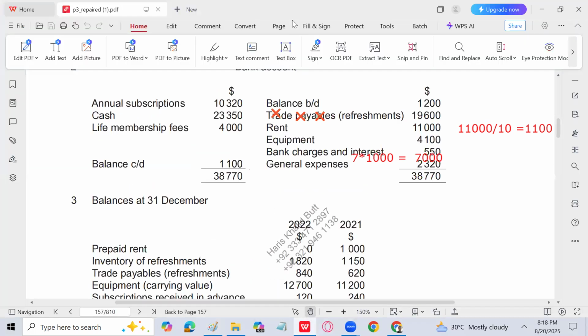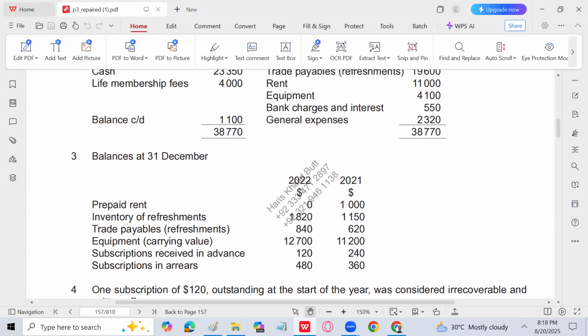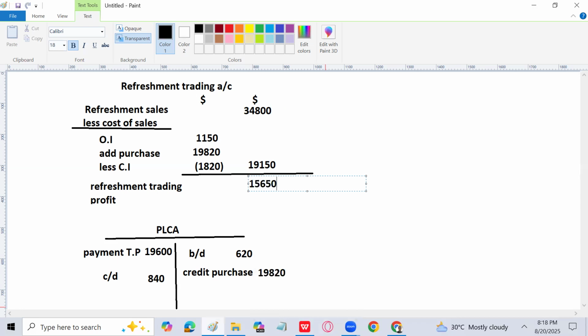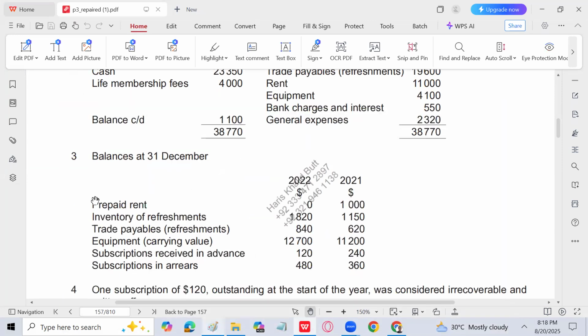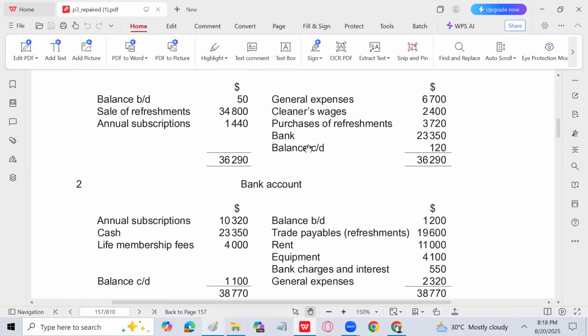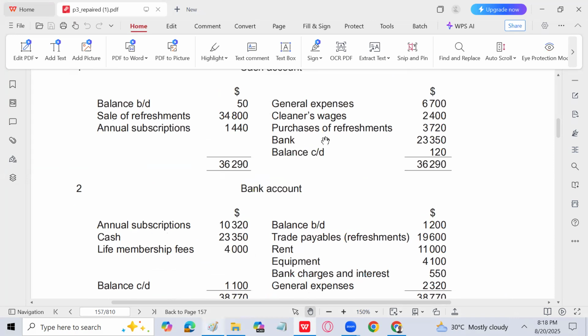But I feel that there is some kind of an issue in this. Let me check whether we have done it correctly or not. Inventory is 1150 and 1820. And trade payables 620, 840, and 19,600. Is there any trade payables over here? Oh, there is another purchase of refreshment which we have missed, which is the purchases of refreshment in cash.